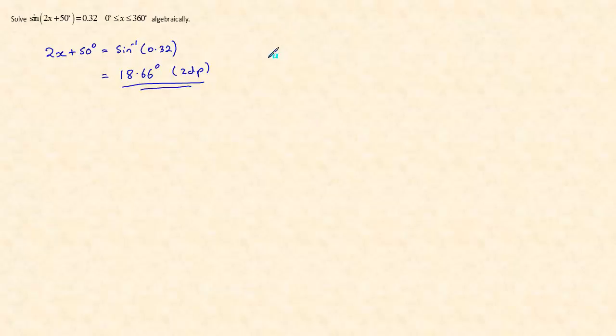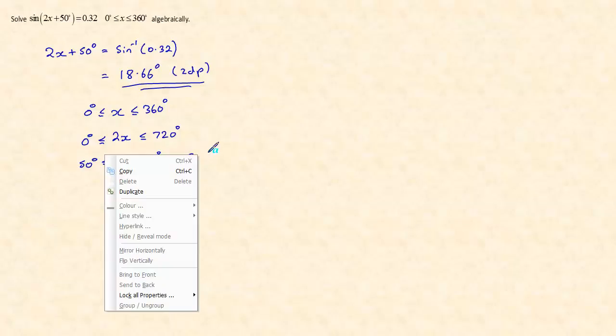Now, we're doing x between 0 and 360. So if we were solving for 2x, we'd need to go from 0 to 720. Just multiply right the way through by 2. For 2x plus 50, we need to solve from 50 through to 770.